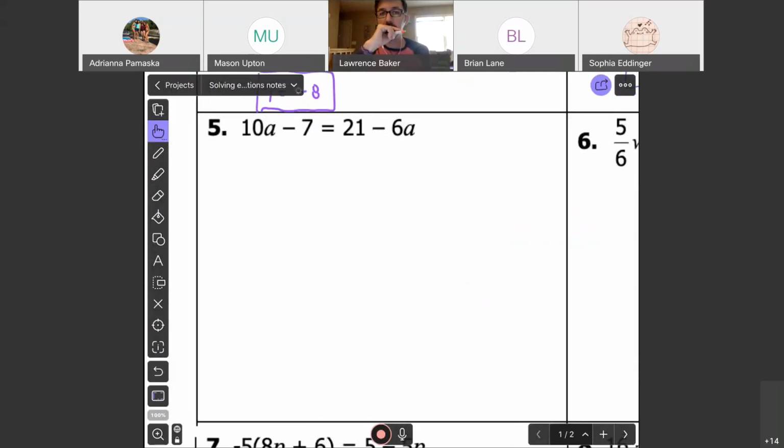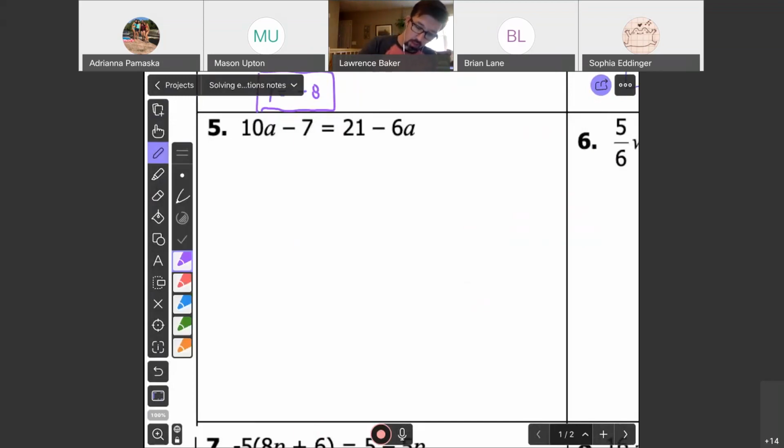Add 6a to 10a. Okay. Why do you want to do that, Audrey? Because you want the variables on one side. Okay. So why not move the 10a's towards the 6a's? Because it's going to put your number into negative. Yeah, exactly. Move the smaller one all the time.